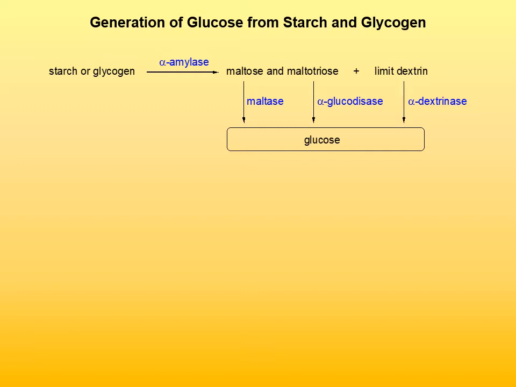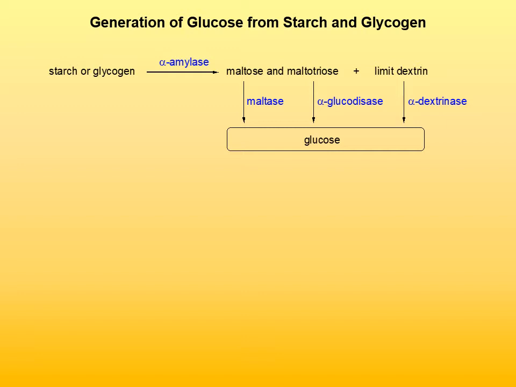So branching points of starch or glycogen remain unhydrolyzed, and at each branching point there are several glucose residues that remain. That's called limit dextrin. So those are products of digestion of starch or glycogen by alpha amylase: maltose, maltotriose, and limit dextrin. And then in turn, maltose is hydrolyzed by the enzyme maltase, maltotriose by alpha glucosidase, and limit dextrin by alpha dextrinase. And all of them are hydrolyzed to glucose.